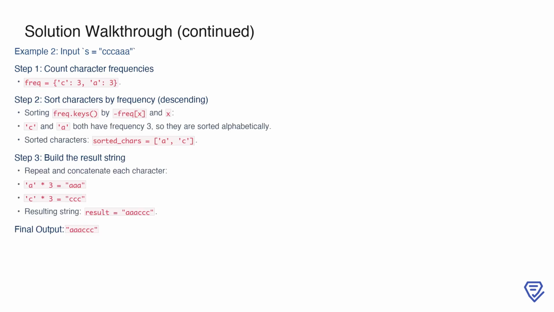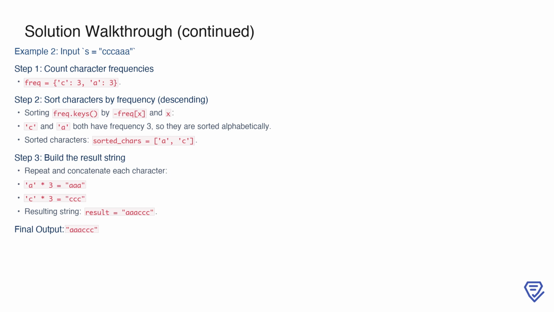In the second example, the input string is s equals caca. First, we count the frequency of each character, resulting in C3, A3. Both C and A appear 3 times. When sorting the characters, we again use the lambda function that sorts by negative frequency and then alphabetically. Since both characters have the same frequency, they are sorted alphabetically, which means A comes before C. The sorted characters are A, C.